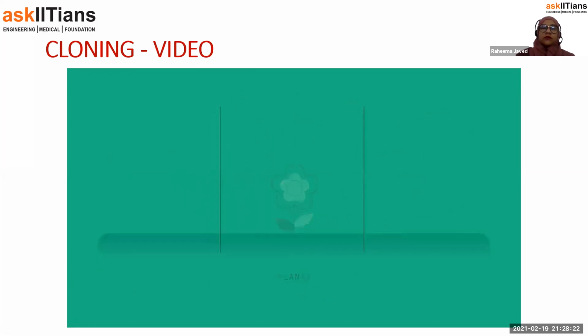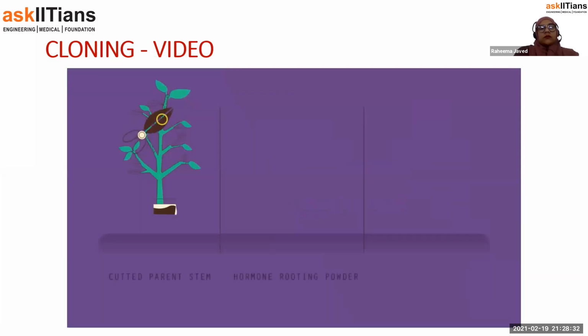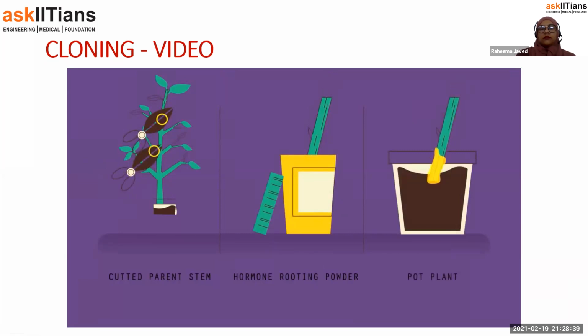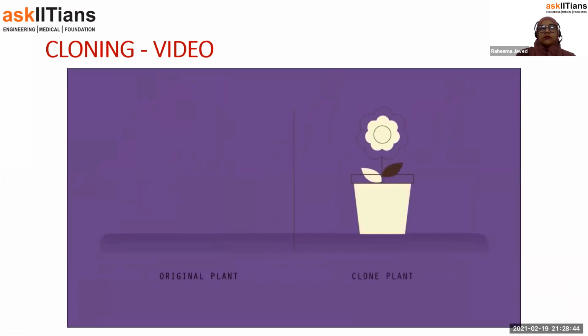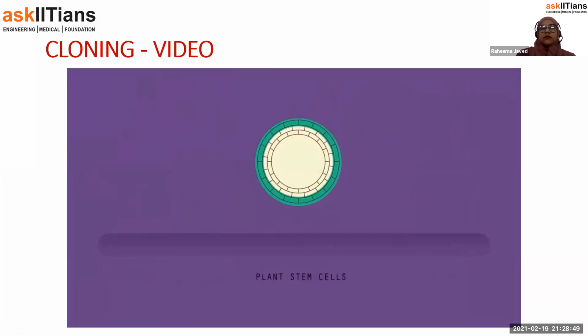Let's start with plants. A gardener, farmer, or plant breeder might want to make many copies of a particular plant quickly. The easiest and cheapest way to do this is to take cuttings. Shoots are cut from the parent plant, then the end of each shoot is dipped in hormone rooting powder and placed into a pot of soil. The hormone rooting powder will encourage the cutting to start growing roots, and soon a whole new plant will have grown, which is identical to the original plant. The method works because the shoots of the plant contain stem cells, which are able to differentiate to form different cells and tissues. You can find out more about this process by watching this video.